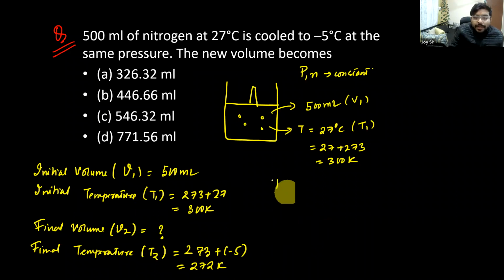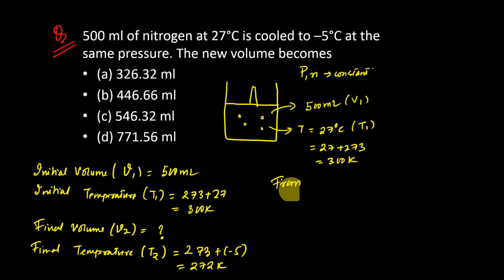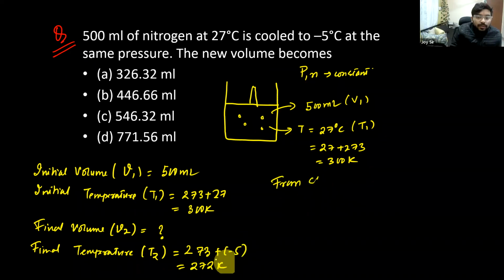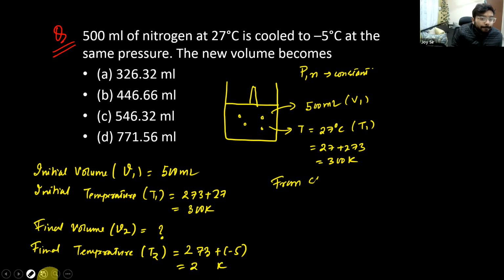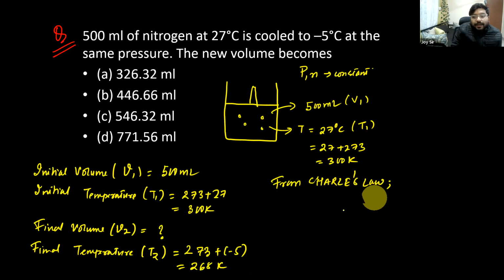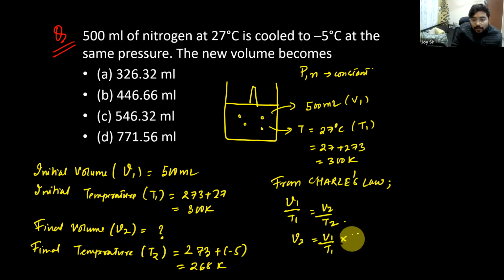Okay? From Charles' law, what do we get? Yes, Jishnu, you want to say something? 268. 260 or 272, sorry. 268, correct. Kelvin. Okay. From Charles' law, we get V1 by T1 is equal to V2 by T2. We need to find our V2. So V2 is equal to V1 by T1 into T2.